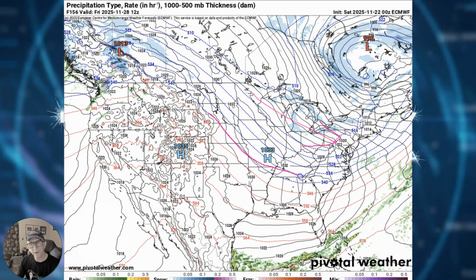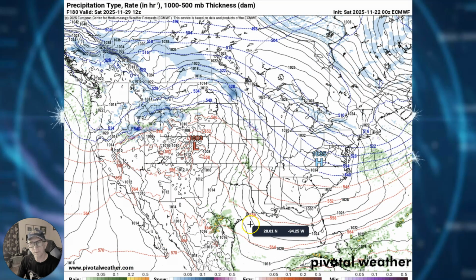So here's your 540 line, which generally indicates the freezing line at the mid levels, right? That's not your surface temperatures, okay, guys? So generally a west southwest flow down here, right? Along the west coast, you got high pressure right now up here, right? Make this a little bit larger so you can see. Okay. Now move forward further in time with this.